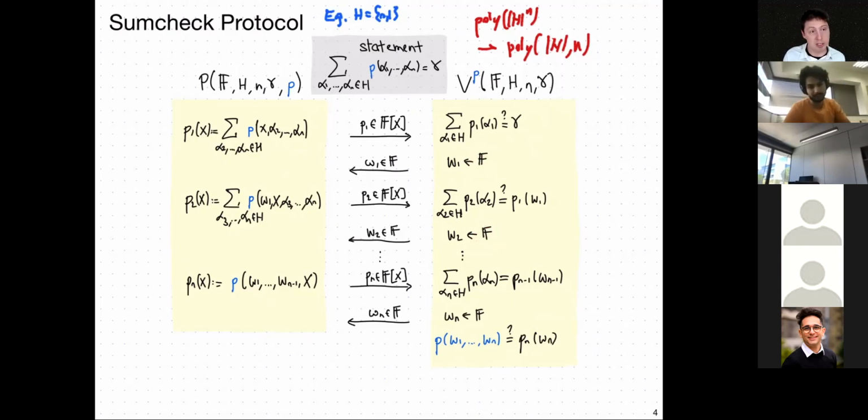Doesn't have to be F, just has to be some challenge set that is large enough. For example, the simplest challenge set to consider is the whole field. Okay, so we'll come back to that in the analysis.